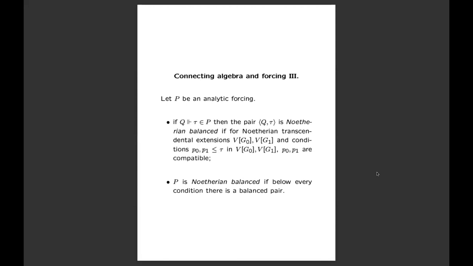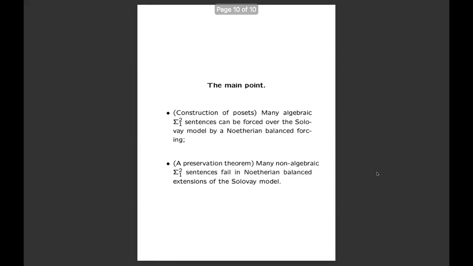All right. The main point behind this is that many algebraic sigma 2-1 sentences can be forced over the choiceless Solovay model by a noetherian balanced forcing. There are many preservation theorems that say that non-algebraic sentences, typically sigma 2-1, will fail in noetherian balanced extensions of the Solovay model.